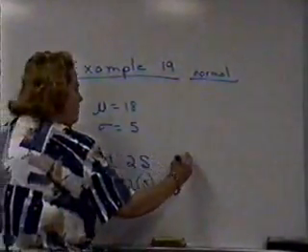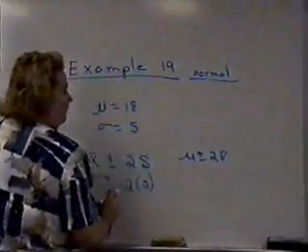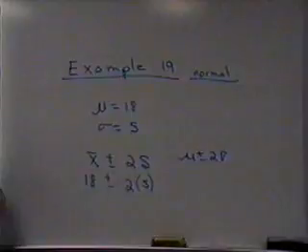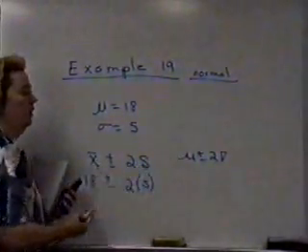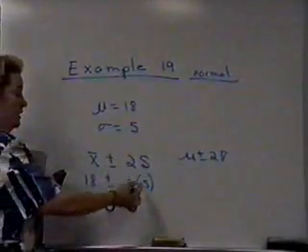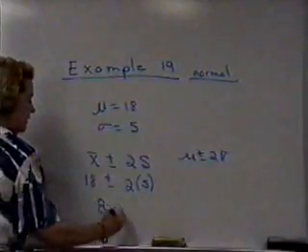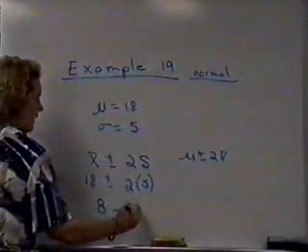It would just be mu plus or minus 2 times sigma. So the formula is the same whether you have a sample or a population. X bar or mu are both the mean. So here we're taking 18 plus or minus 2 times the standard deviation. 18 minus 10 is 8. 18 plus 10 is 28.